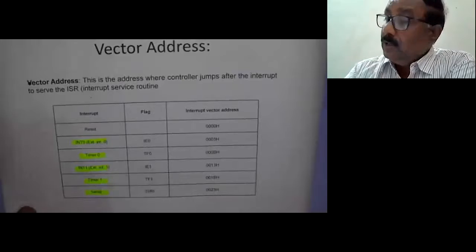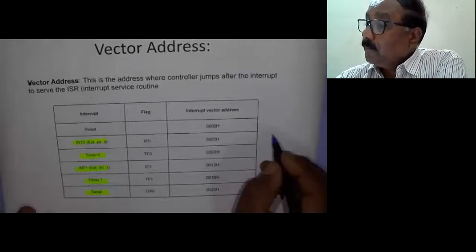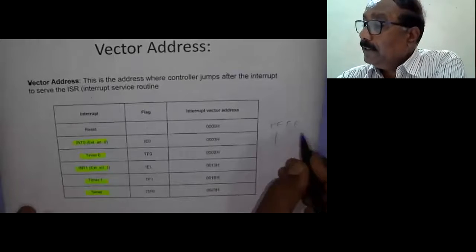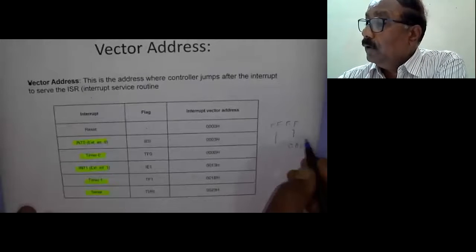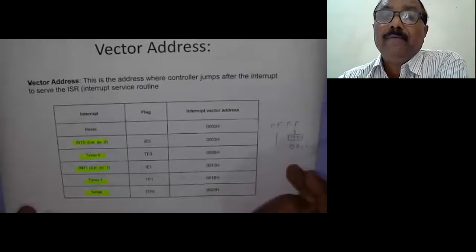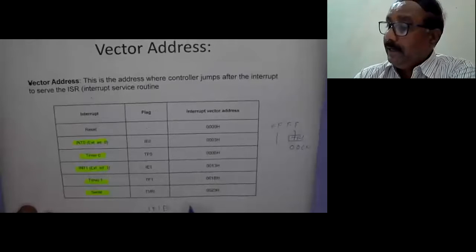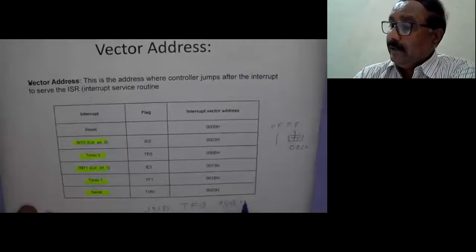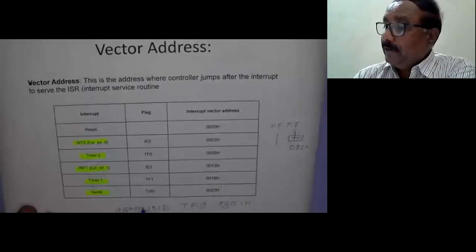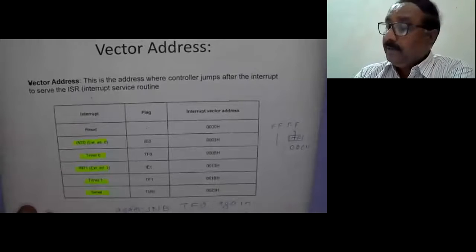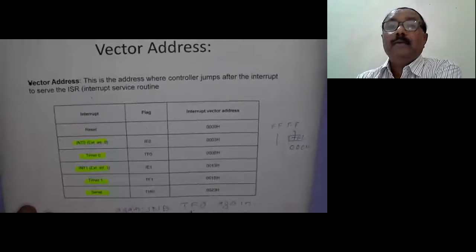So what happens in the case of a timer? Suppose that it is counting from some number up to FF. When the count is finished, it goes again to 00. While jumping from FF to 00, it will set the TF flag high. So we write the instruction JNB TF0, again, and here again. So it always remains in this instruction. JNB TF0 again, it looks towards the TF0 flag. When the TF0 flag becomes high, it jumps to the next instruction.